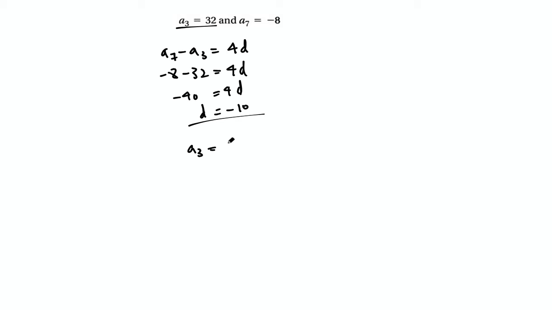Okay, so now we have the common difference, and if we use A3, right, A3 is equal to the initial term, so that's A1, and since this is the third term, we have to add 2 times the common difference, minus 10, right, so then A3 being 32, we have A1 minus 20, so add 20 to both sides, and A1 ends up being 52.